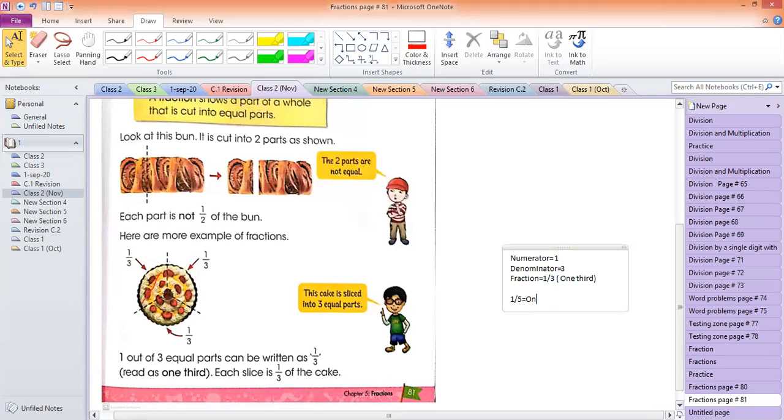And some fractions are special, like 1 over 2 is equal to half. So you will not read it as one second. It is equal to half. You will say it is half. And 1 over 4 is equal to quarter. This is quarter, this is half. Others, you will say one third, one fourth, one fifth, one sixth, one seventh, one eighth. Okay. Do you understand it?